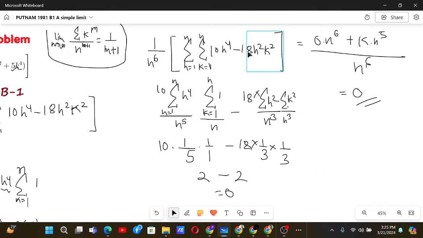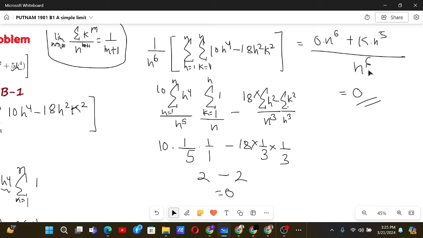If it was something like, let's say, 17 over here as well, we clearly would have some answer, not 0, as the limit. If it was 17, that would be 2 minus 17 by 9, and that's I think 1 by 9. Yeah, 1 by 9 would have been the answer. But in this case, the sixth power clearly cancels out. That's why we just have the fifth power remaining.